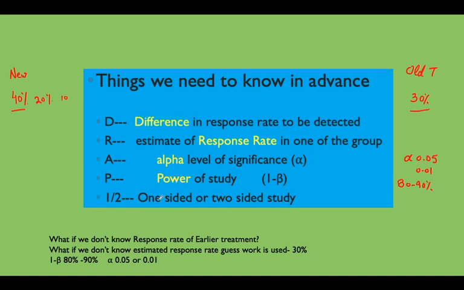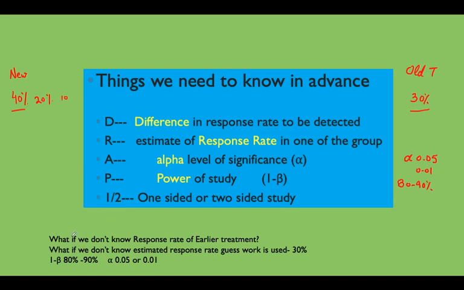So generally in medical research and public health, we as investigators or clinicians believe that it is a one-sided study, because we assume that the new treatment has a preferential advantage. So in short, to remember these 5 factors, we can say DRAP: difference, response rate, alpha value, power of a study, one-sided or two-sided study.